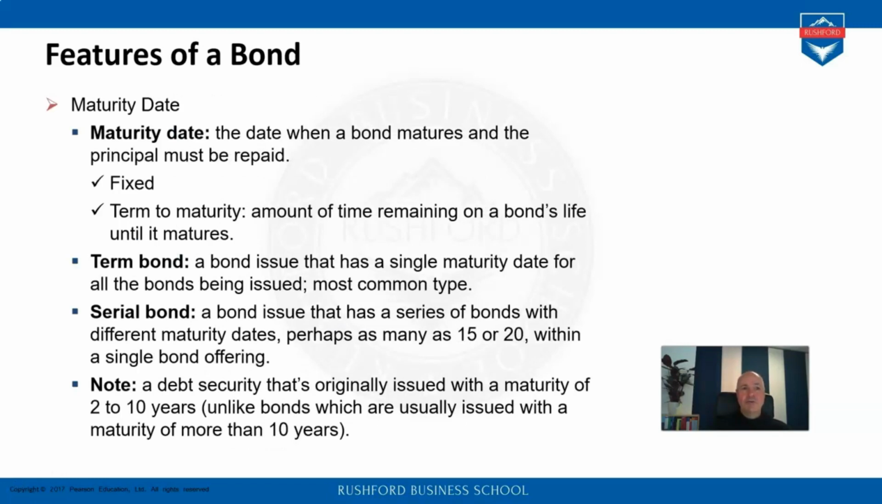Now let's look at the maturity. The maturity date basically gives us the date when the issuer of the bond will repay the money. The maturity in general is fixed, so it's a fixed date in the future. And until this maturity date, the bondholders are holding the bond and the bond stays alive.